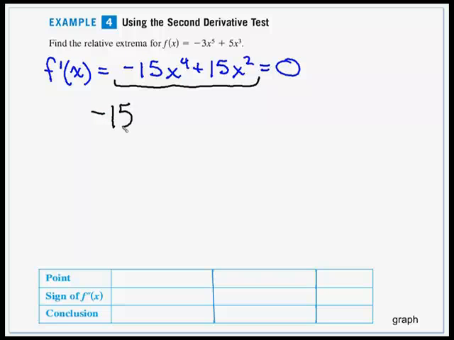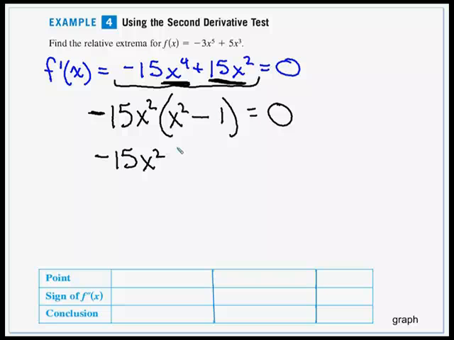So I'm going to factor out a negative 15x squared. When I factor that out of here, all that is left is an x squared. And I factor it out here. I'm just going to factor the entire term out, but I change the sign from a plus to a minus because I did pull a negative out. And of course, this is a difference of squares, and that can factor down just a little farther to x plus 1, x minus 1.